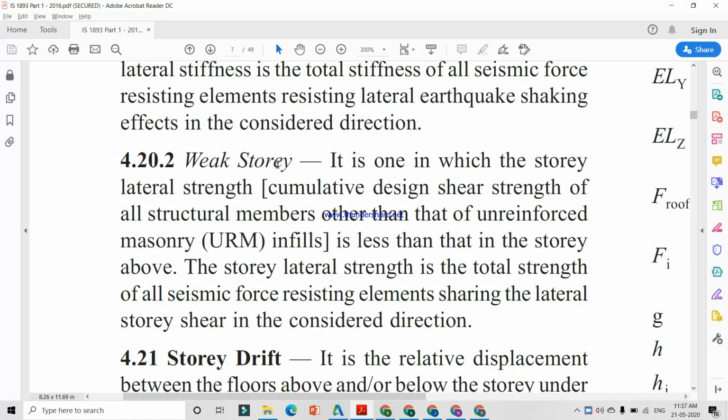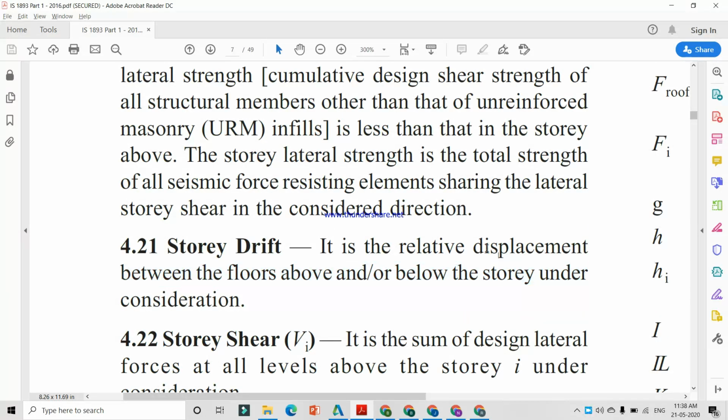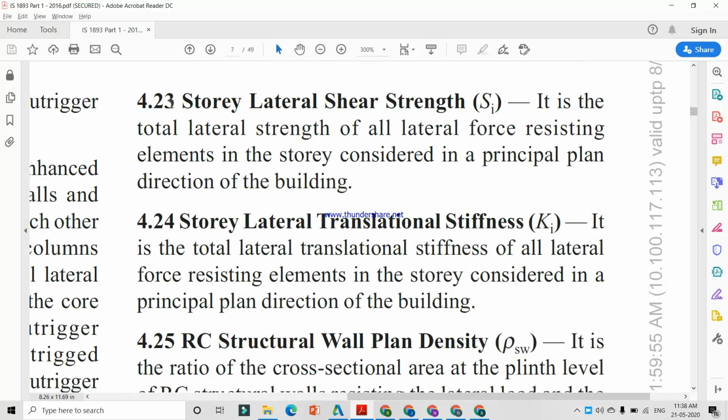Next is a weak story. Weak story means the lateral strength is less than the story above, exactly above. This is the story drift. It is the relative displacement between the floors above and below the story under consideration. And the story shear is the sum of the design lateral forces at all the levels above the story under consideration. Then next is the story lateral shear strength.